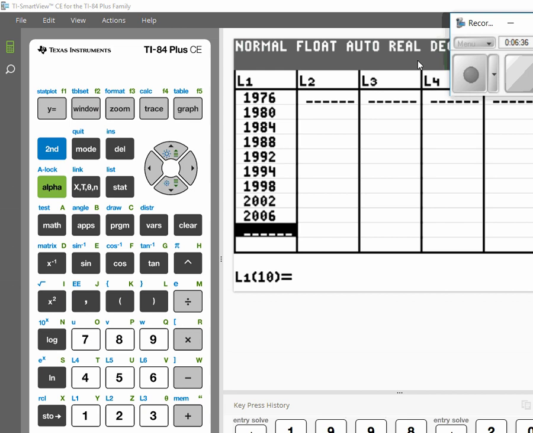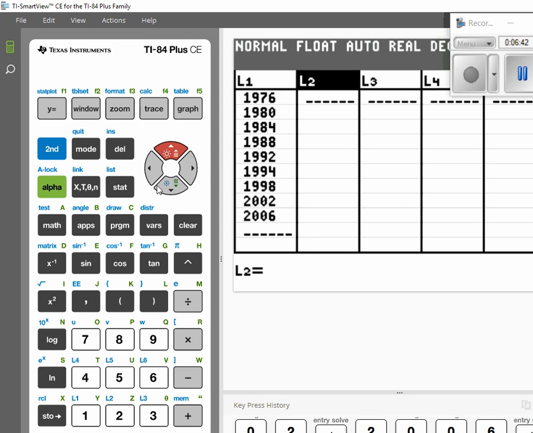Okay, so now we're going to go up to L2. And again, if you need to clear L2, go up to L2, go clear enter. Okay, and then we're going to put the times in there. So enter the times now.